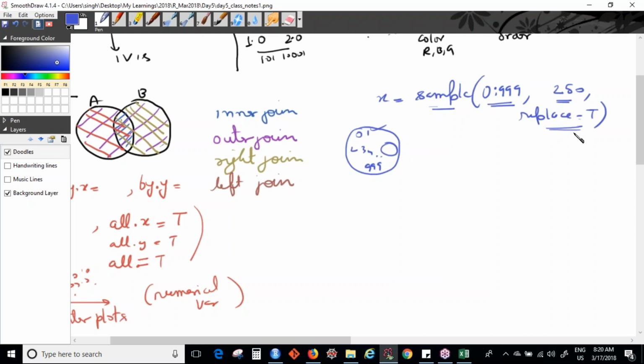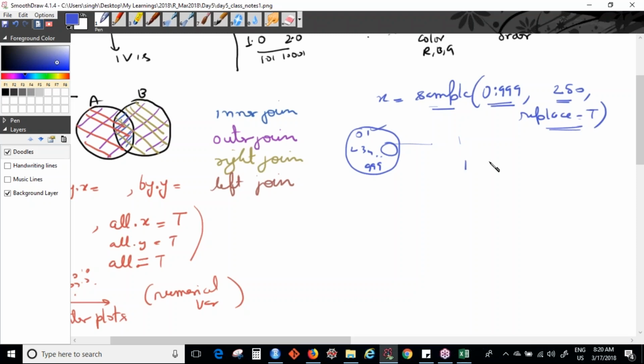Now what does replace is equal to true mean? There can be two ways of picking points from a population. One way is you just pick the point and you don't pick it again. The other is you can replace the point and then pick again. So if you write replace is equal to true, the same number might come again. If you don't write replace is equal to true, the same number will not repeat.